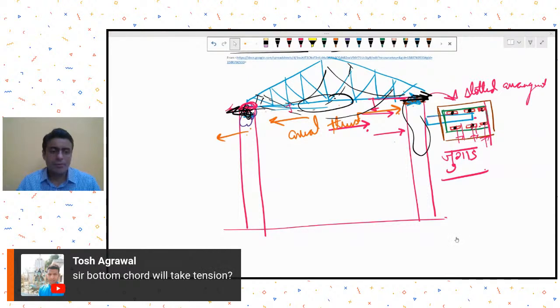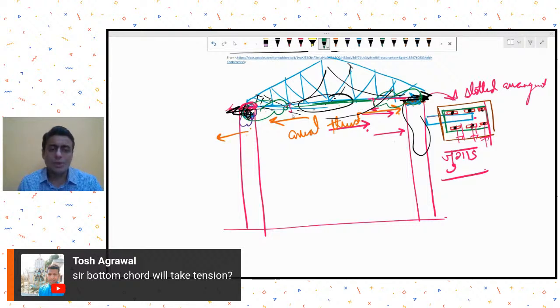Mr. Tosh is saying the bottom chord will take tension. Bottom chord, as I explained, if it was free, if it was hinge and roller, it would take tension. But right now, it is sort of wanting to take tension, but because it is constrained by the axial thrust, there will be some compression that gets generated as a reaction from this axial thrust. So you will see a non-uniform distribution, and there will be larger compressions over here, so that axial thrust will balance out the tension in the bottom chord.